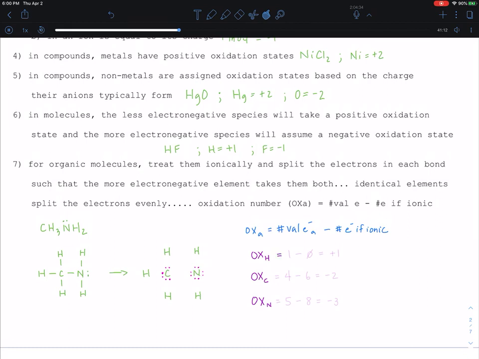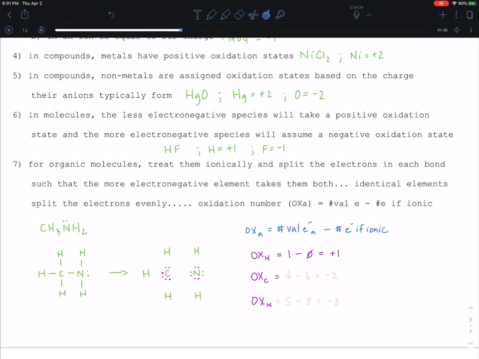The number of valence electrons that hydrogen has, or its group number, is one. In this pretend ionic setup here, those hydrogens don't have any electrons around them. We've pretended that the thing was ionic, so the number of electrons around those hydrogens, if ionic, would be zero. And so the oxidation state of every hydrogen in this particular molecule would be positive one.